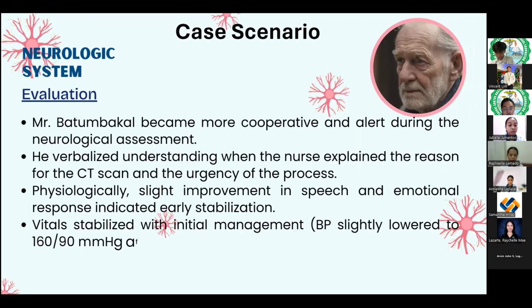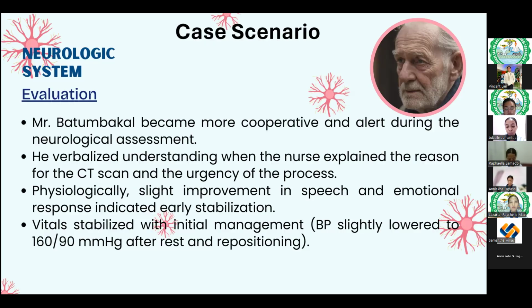For the evaluation, Mr. Bakal became more cooperative and alert during the neurological assessment. He verbalized understanding when the nurse explained the reason for the CT scan and the urgency of the process. Physiologically, slight improvement in speech and emotional response indicated early stabilization. Vitals stabilized, initial management: the BP slightly lowered to 160/90 millimeters of mercury after rest and repositioning.